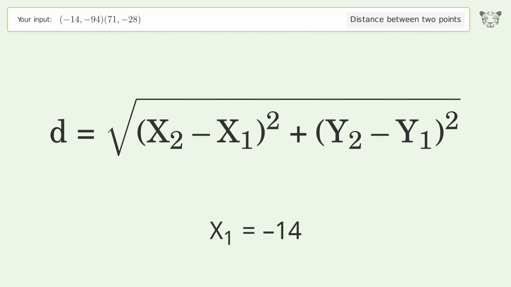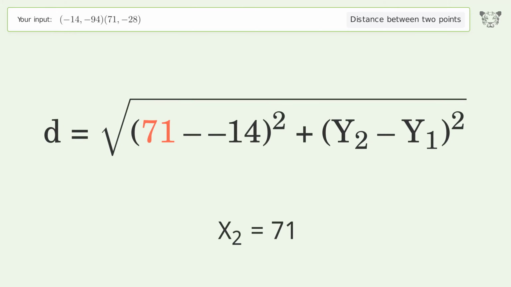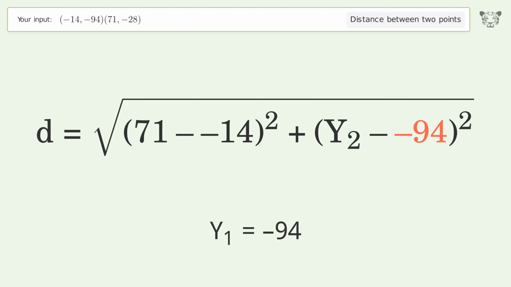x1 equals -14. x2 equals 71. y1 equals -94. y2 equals -28.